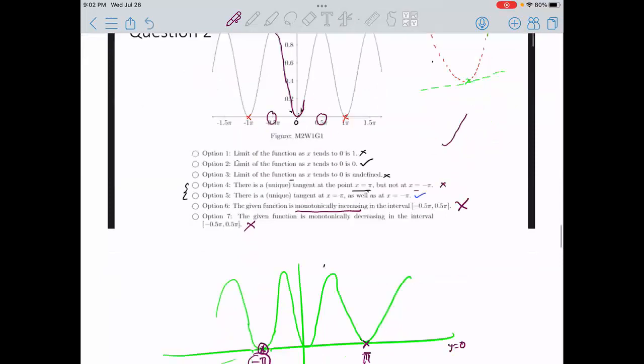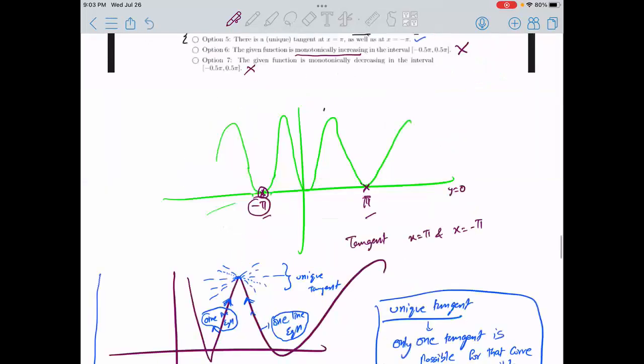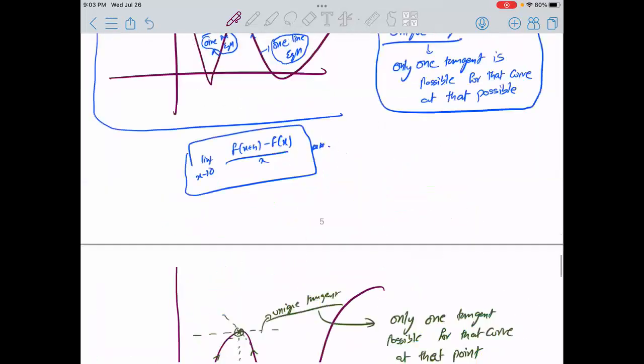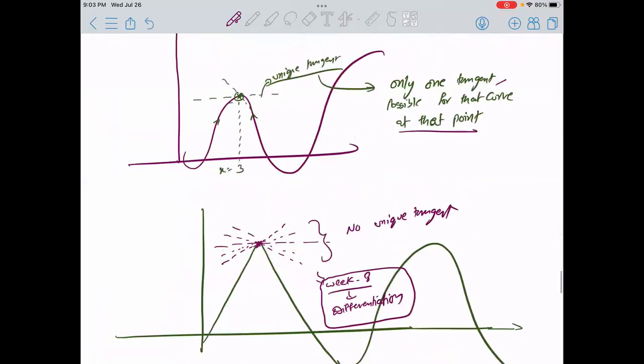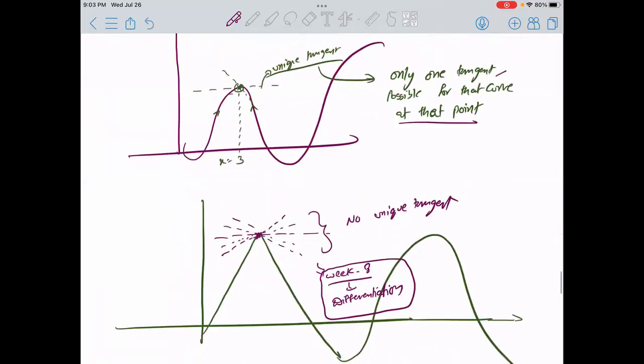Sir, I understand the concept, but please explain how option 5 is correct. Okay, option number 5. Look, there is a unique tangent. Unique tangent means only one tangent is possible for that curve at that point. Please explain in the upper graph.